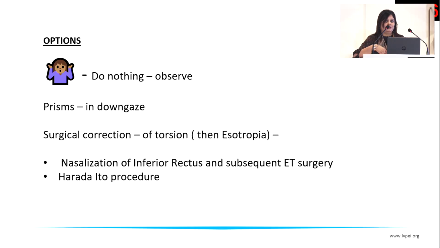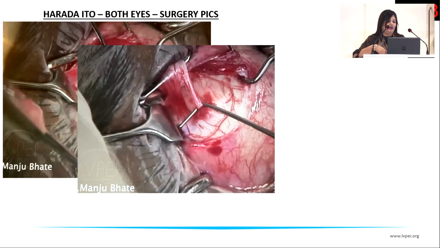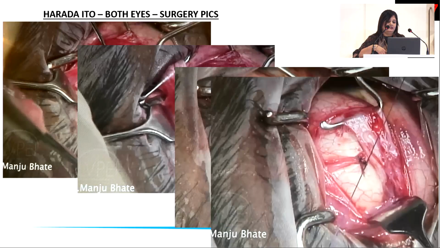And then the two options for surgery were either to nasalize the inferior rectus muscle and/or do a Harada-Ito procedure. And I opted for a Harada-Ito procedure, where the anterior fibers of the superior oblique, which are the torsional fibers, are separated and moved to the superior border of the lateral rectus muscle. And this is the anterior fibers over here, which I'm suturing up.